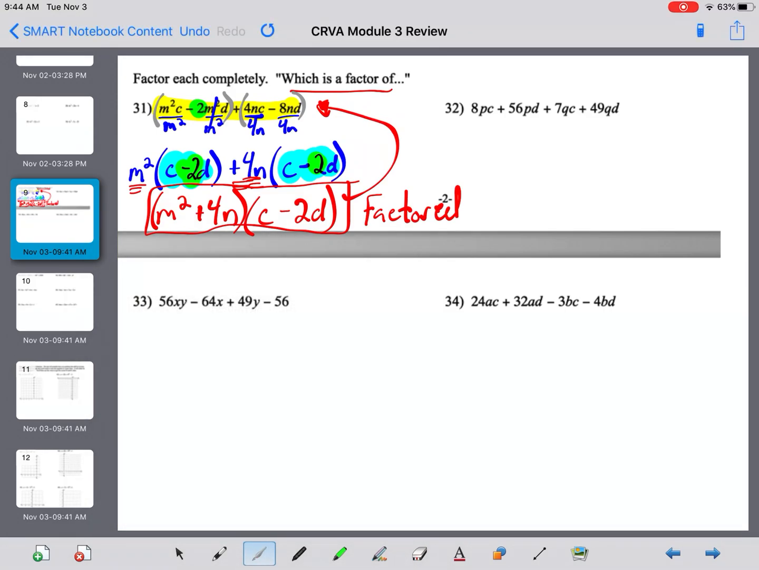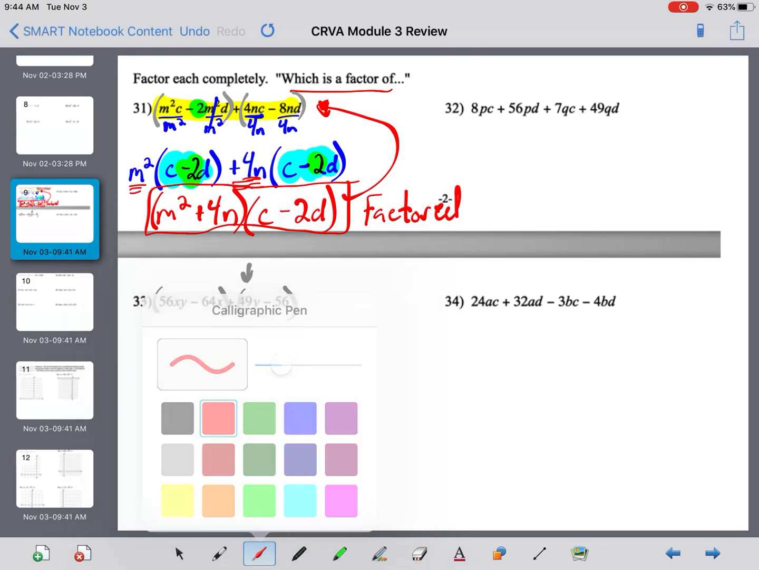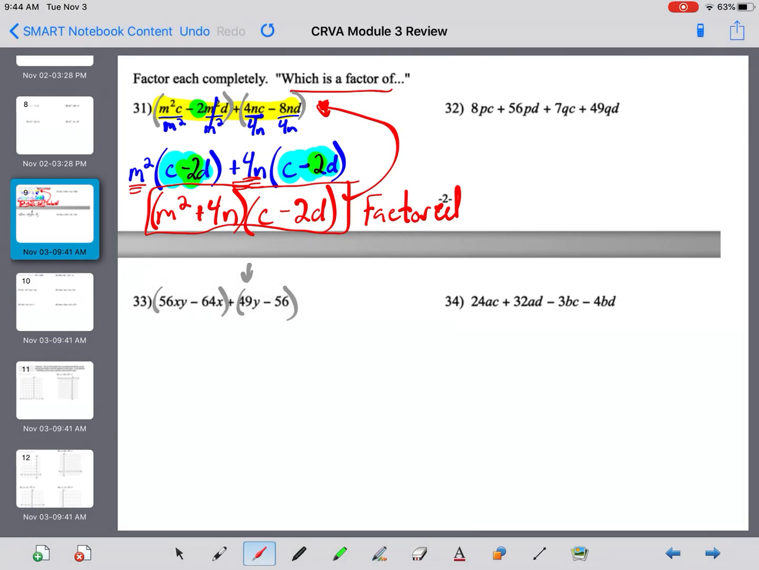Let's try 33. So 33. I do not see a GCF. Nope, I was thinking 8 for a while, and then that one right there ruined it. So group the first two and the last two. By the way, folks, there's one sticky situation that can happen. I'm going to make sure we do that on the next one.